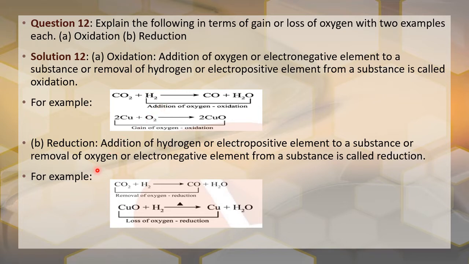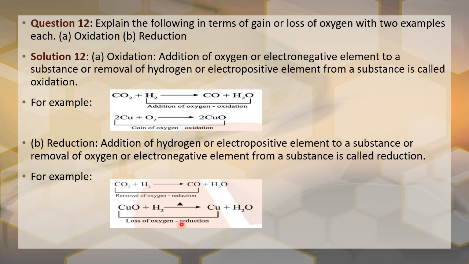Now please see the example. CO2 plus H2 gives CO plus H2O. So we have removed the oxygen from CO2 to make it CO. Same reaction I'm explaining here. So O is removed here. So that was oxidation, and this is called reduction. Now CuO plus H2 to give Cu and H2O. Here O is removed from the CuO and this O is added to the hydrogen. Converting hydrogen to water is oxidation, whereas converting CuO to Cu is called reduction.